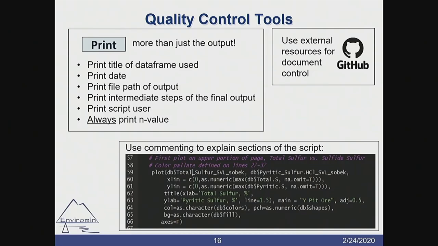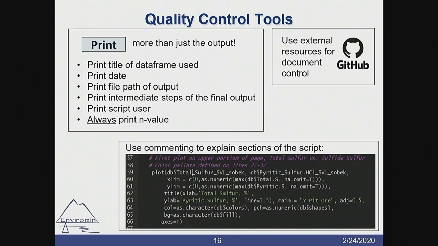I like to print the title of the data frame that was used in that analysis, the date, file path, intermediate steps sometimes, especially if you're checking calculations. That's really helpful to see the intermediate steps. The script user, so you know who ran that script and what they're intending to do with that analysis. And always print the end value.